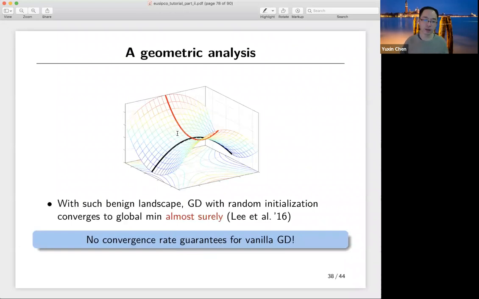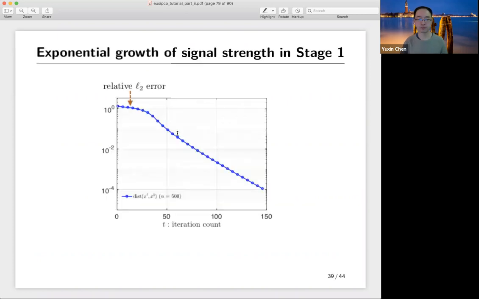With this nice landscape analysis, and work by my colleague Jason Lee and his co-authors, they are able to show that gradient descent with random initialization is going to converge to the global solution almost surely. The issue, however, is that no convergence guarantee has been provided. In fact, there are some examples where gradient descent with random initialization might take exponential time to converge.